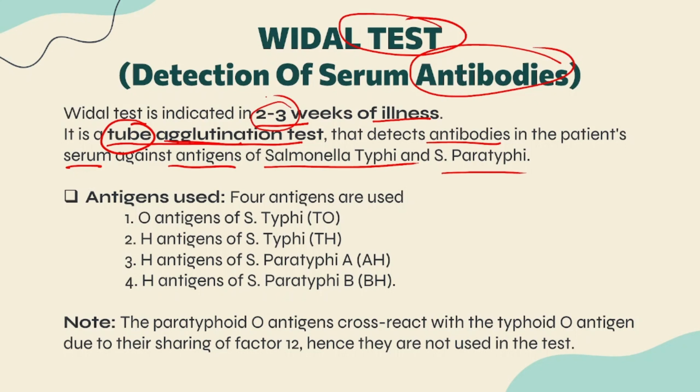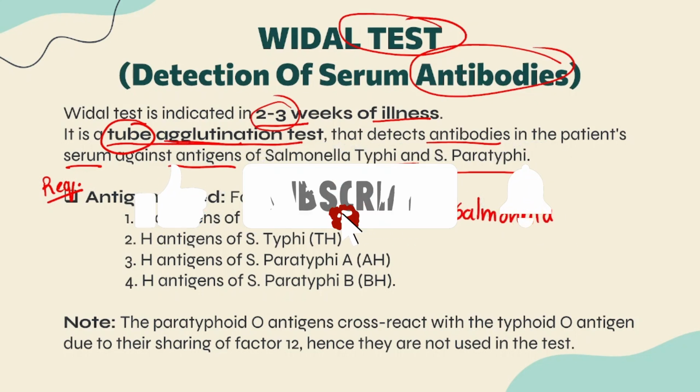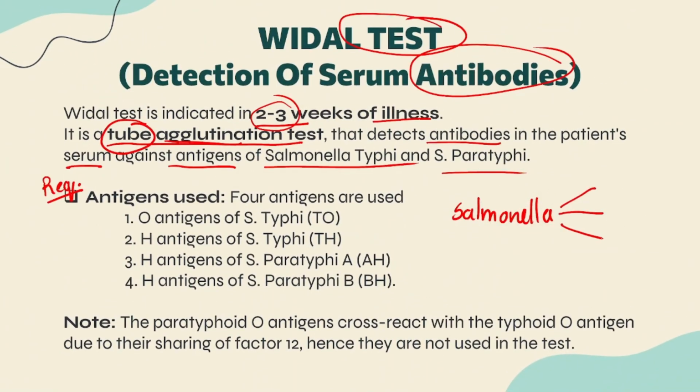For this test we require antigens. Okay, the antigens are required, guys. So which all antigens are required? Over here, see, Salmonella is antigenically complex. We know that Salmonella has three important antigens. Three antigens होते हैं in Salmonella. That is the O antigen or the somatic antigen, the H antigen or the flagellar antigen, and we also have the Vi or the capsular polysaccharide antigen.